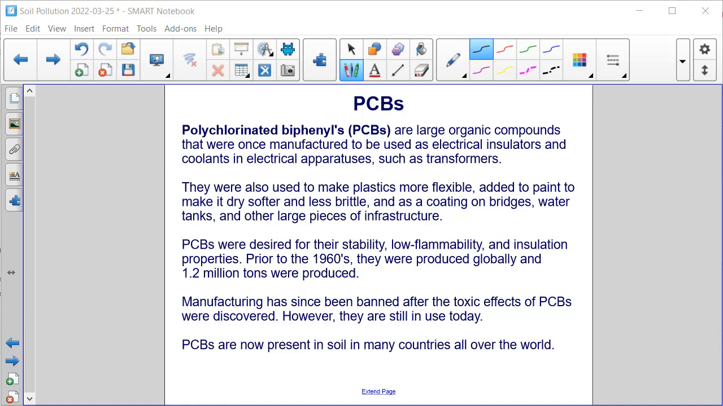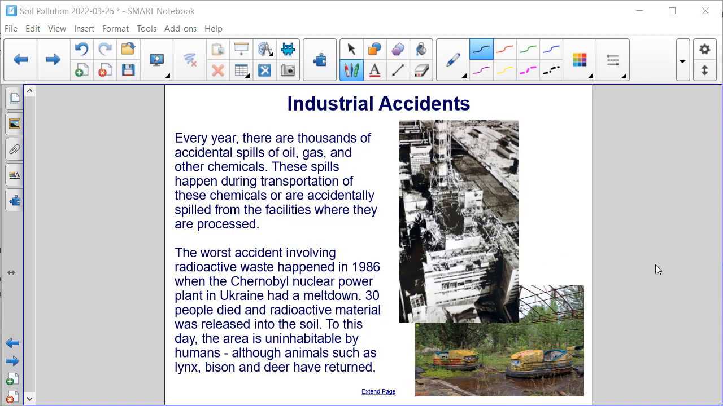Prior to the 1960s, they were produced globally and 1.2 million tons were produced. Manufacturing has since been banned after the toxic effects of PCBs were discovered. However, they are still in use today. PCBs are now present in the soil in many countries all over the world.